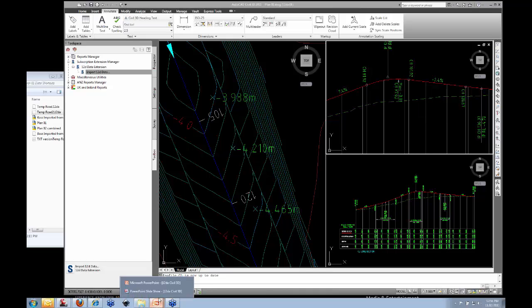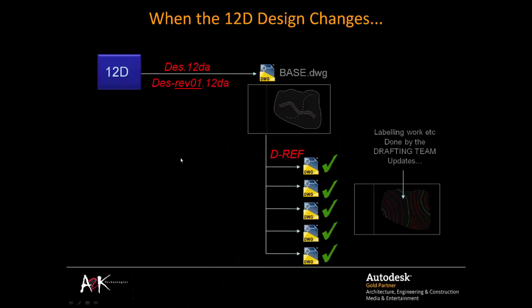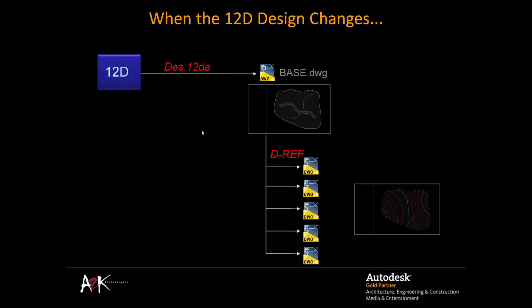So let me just, I'll do it a second time because it's, as I say, the most important thing to understand. So on the PowerPoint, again, what we're showing here is the design has changed in 12D. We have exported a new file called Rev01 or Rev2 or whatever you want to call it. You open the base drawing and update the geometry, save it, and everything takes care of itself.